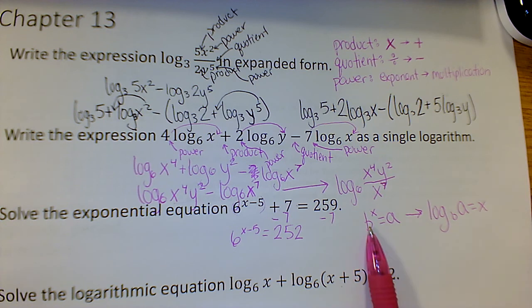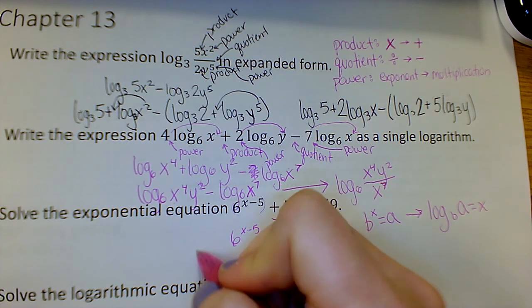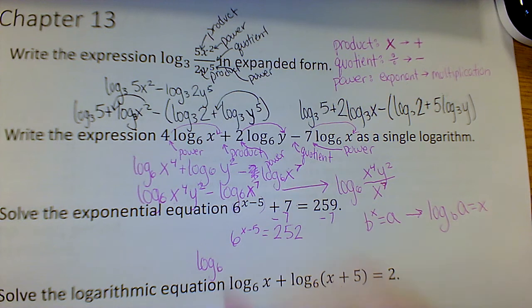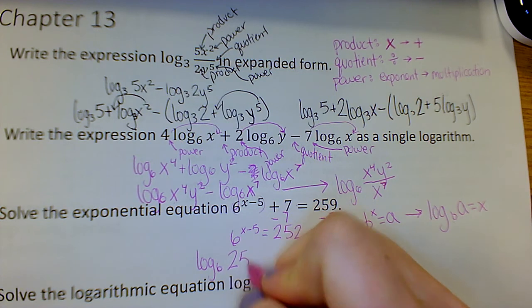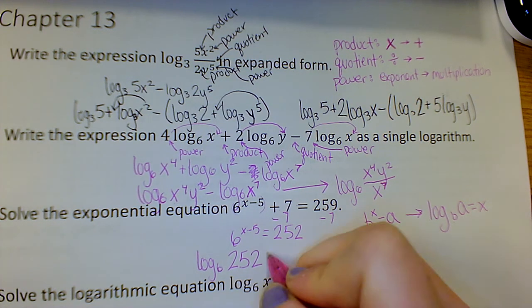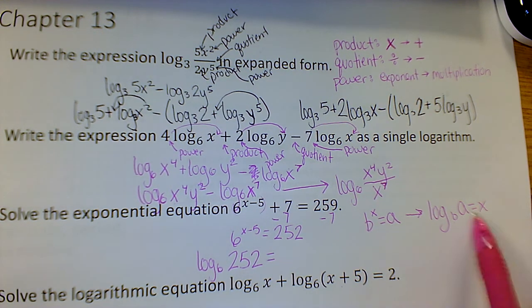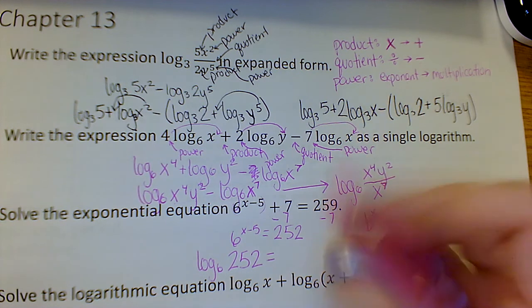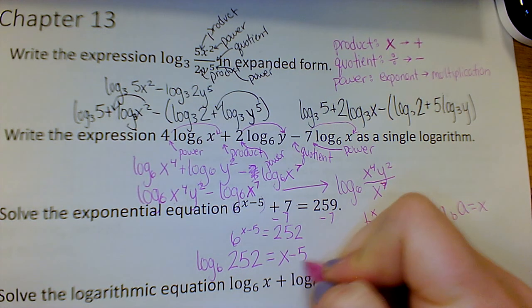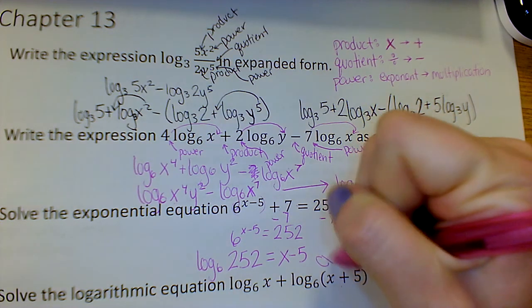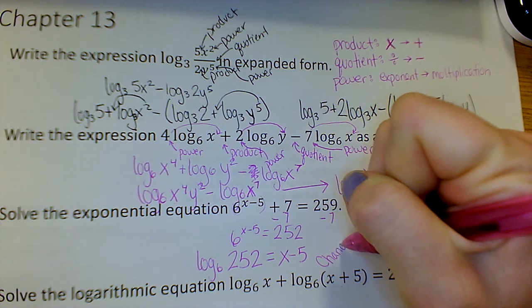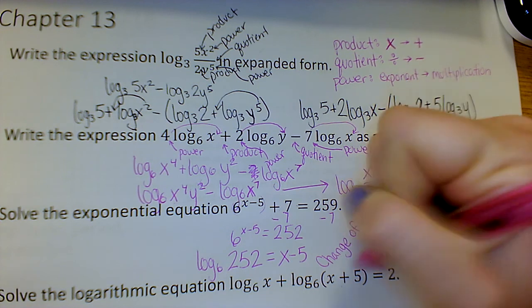So my base is 6, so I've got log base 6. My argument, or my answer, is 252, and that equals my exponent, right? So my exponent in this case is that whole thing, x minus 5. And we learned something, you can look back in your notes for some more review on this, we learned change of base.